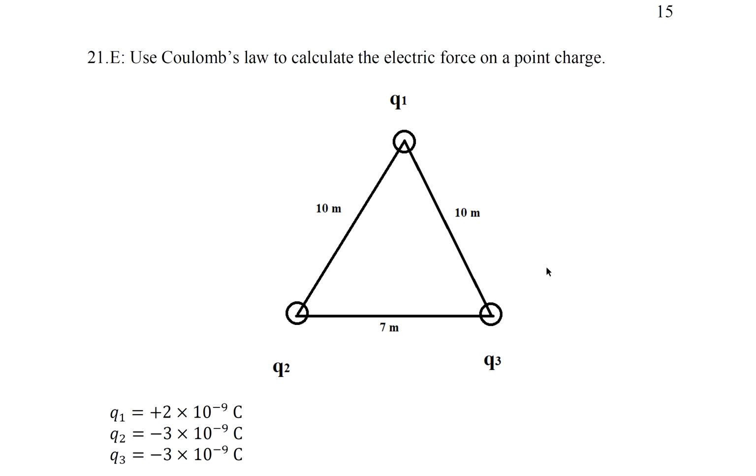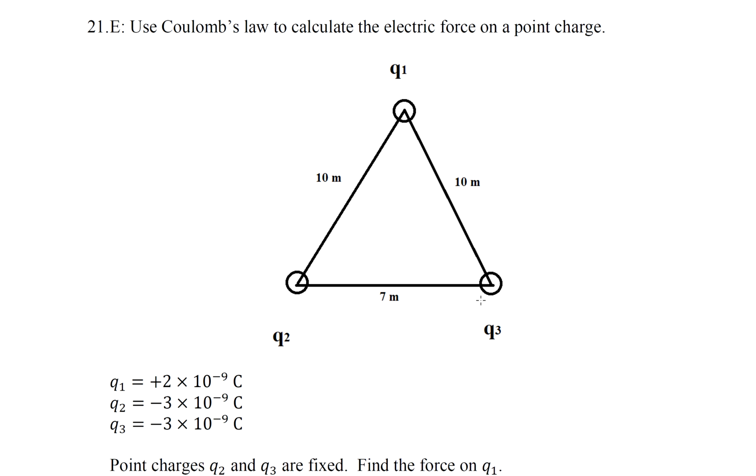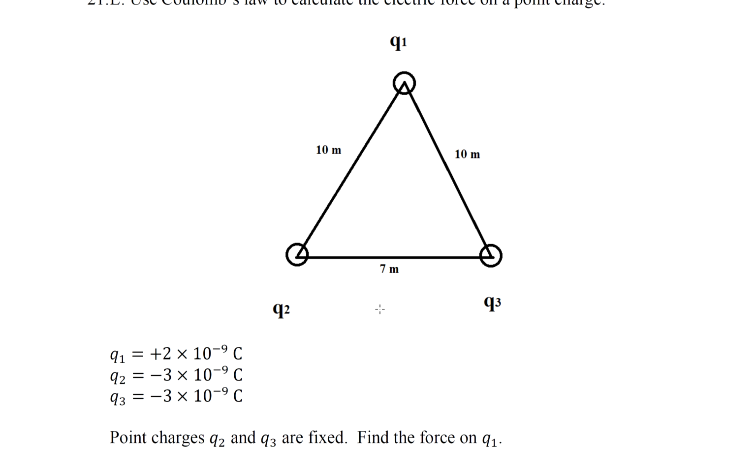Question 21, use Coulomb's law to calculate the electric force on a point charge. So this looks like an isosceles triangle, okay? Q1 is plus 2 coulombs. Q2 and Q3 are both minus 3 coulombs. So point charges Q2 and Q3 are fixed, meaning they don't move. Find the force on Q1. So Q2 is going to pull Q1 southwest, since they're opposite charge. And Q3 is going to pull Q1 southeast, since they have the same charge.